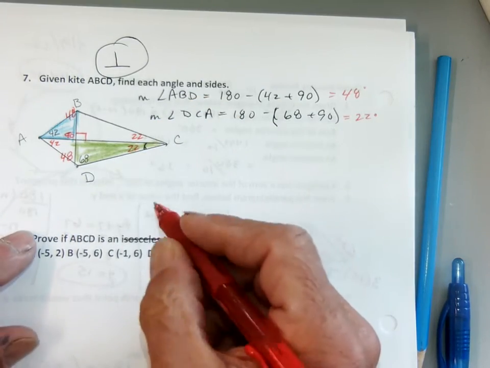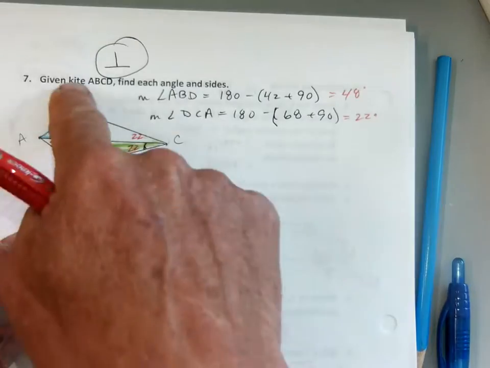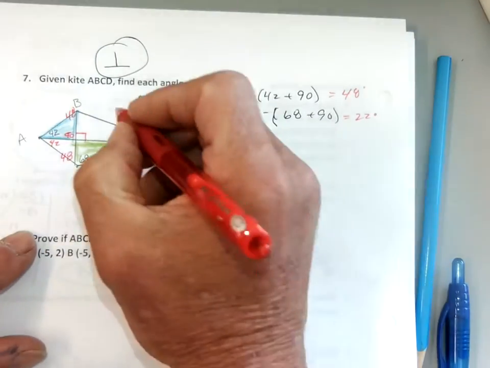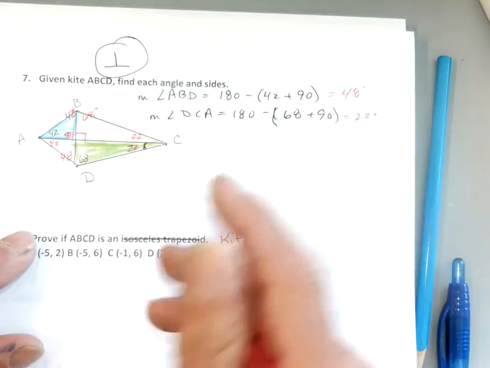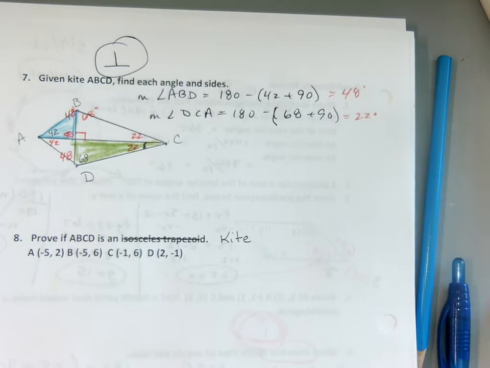I know because it's a kite, the opposite angles, the big opposite angles are equal. So this is also 68 degrees there, okay? Now the last problem is going to take a little bit of work, okay? And I'm going to go through it slowly, okay? So if I want to prove it, and it says it's a kite, let's graph it first, okay?